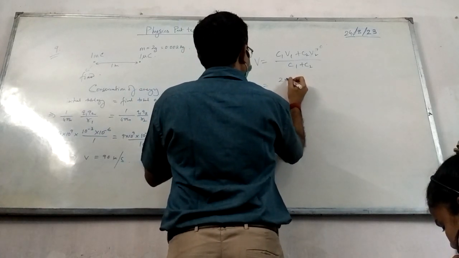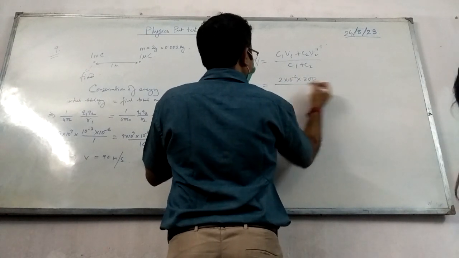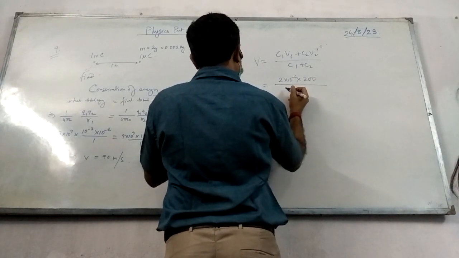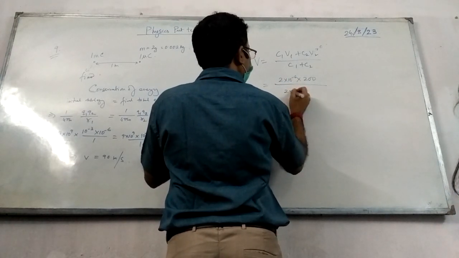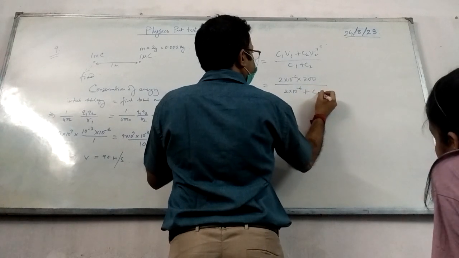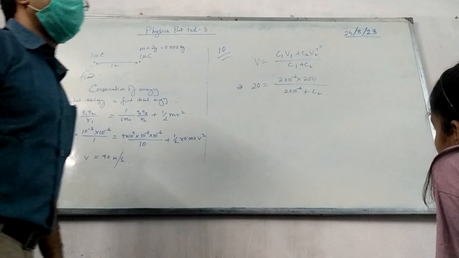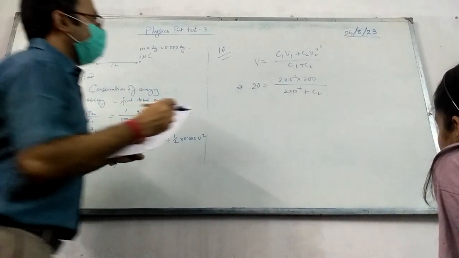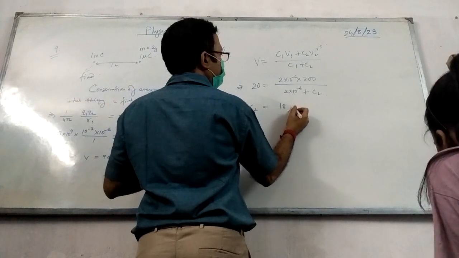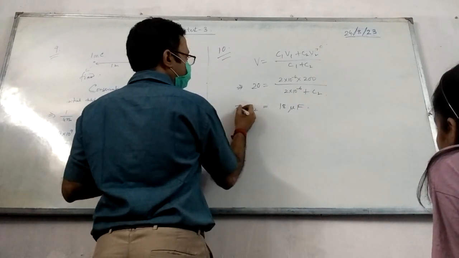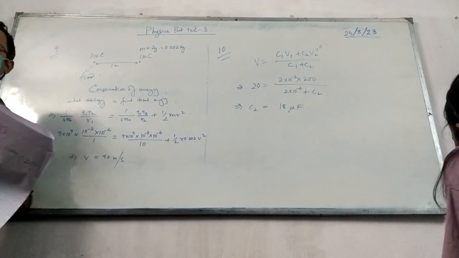C1 है 2 माइक्रोफैराड, 2 into 10 to the power -6 into V1 है 200 by C1 plus C2 दोनों ही, अच्छा C2 पता नहीं है ना हम लोग को, C1 है 2 into 10 to the power -6 plus C2 और कॉमन पोटेंशियल 20 दिया हुआ है, तो सॉल्व करके हम लोग को क्या निकालना है? C2 का वैल्यू कितना है निकालना है, and it will come out to be 18 माइक्रोफैराड। सॉल्व करने से C2 will come out to be 18 माइक्रोफैराड। समझ आया?